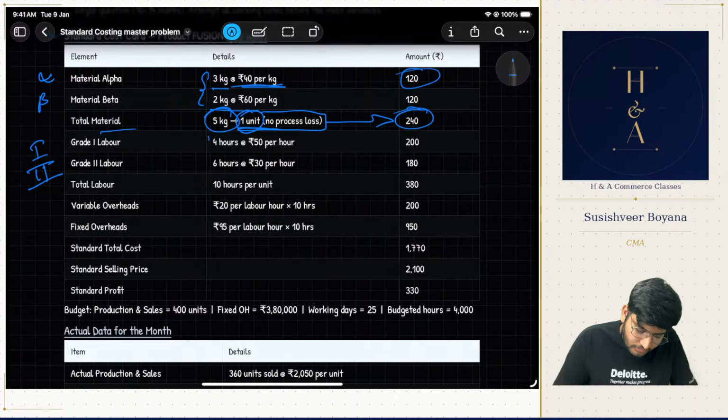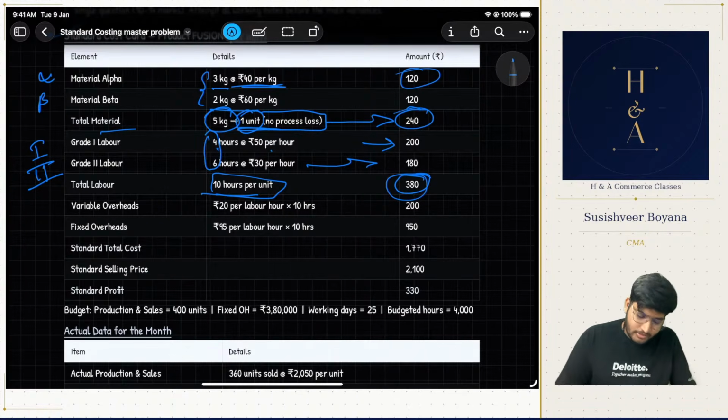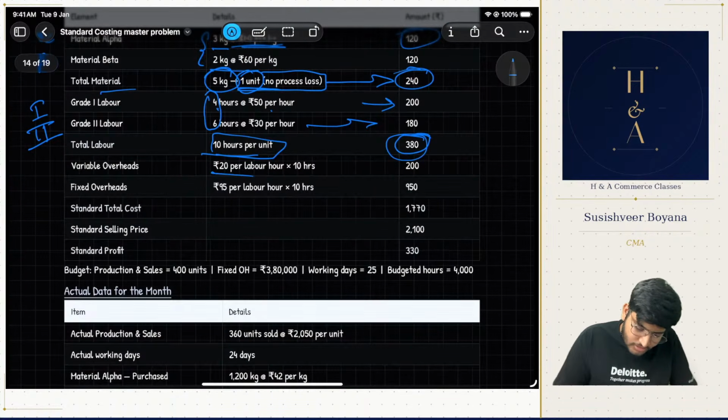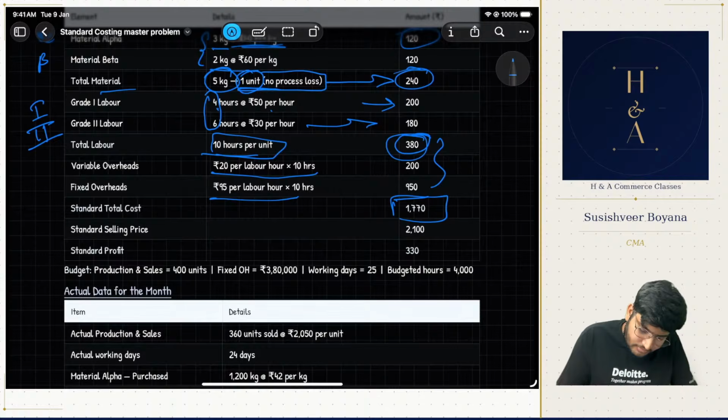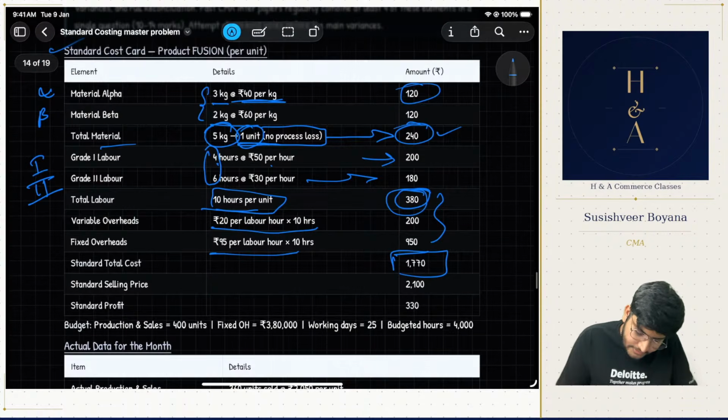Now labor. 4 plus 6, total 10 hours of different sorts of labor we are using. For 10 hours, the labor cost per unit is going to be 380. We have 4 into 50, 6 into 30. Variable overheads are also given. Fixed overheads are also given. Standard total cost is the summation of all these, right?